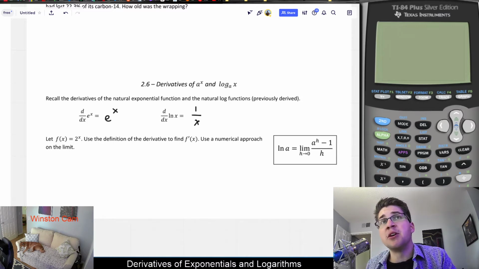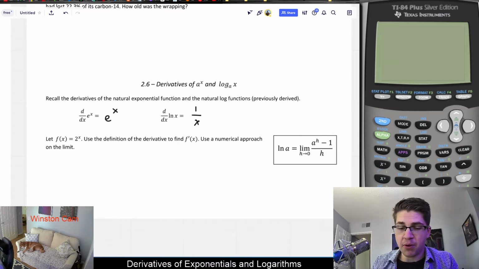But we will be using those in the next couple videos to look at what if we have a log base 3 or a log base 10 or 10 to the x or a function such as that. How would we find a derivative from there? So let's start by considering 2 to the x, and it says use the definition of the derivative to find f prime. Now there's another easier way to do it, but let's just go ahead and look at what would happen if we were to approach it using the definition.